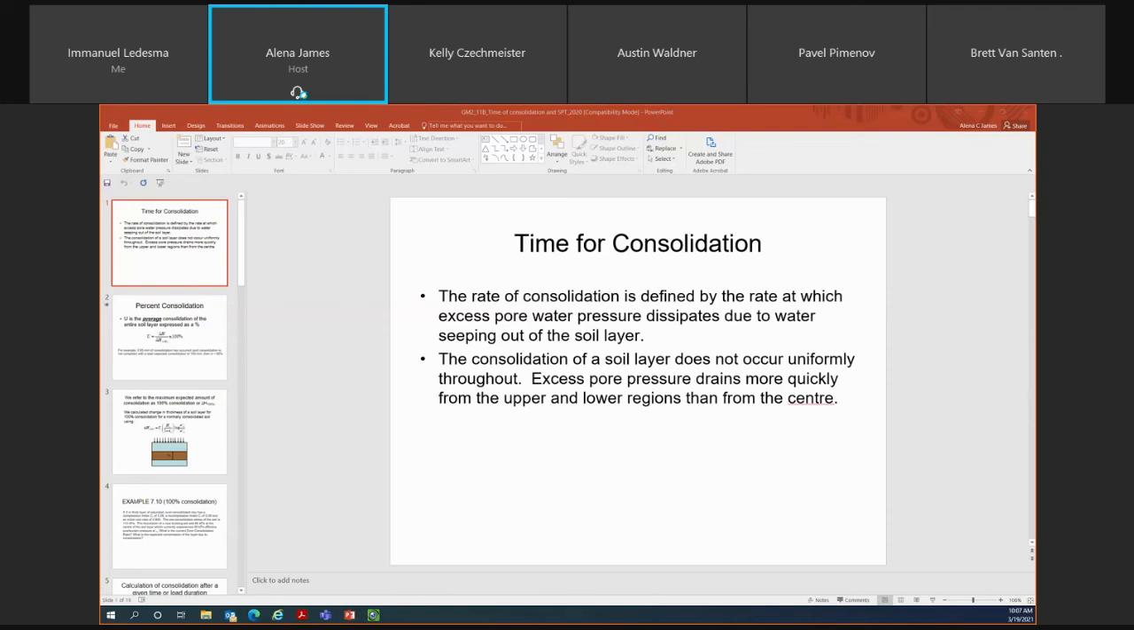The consolidation of the soil layer doesn't occur uniformly throughout. Your excess pore water pressure drains more quickly from the upper and lower regions of a soil layer than it does from the center. And remember, it also drains more quickly from the edges or the sides than it does from the center as well.